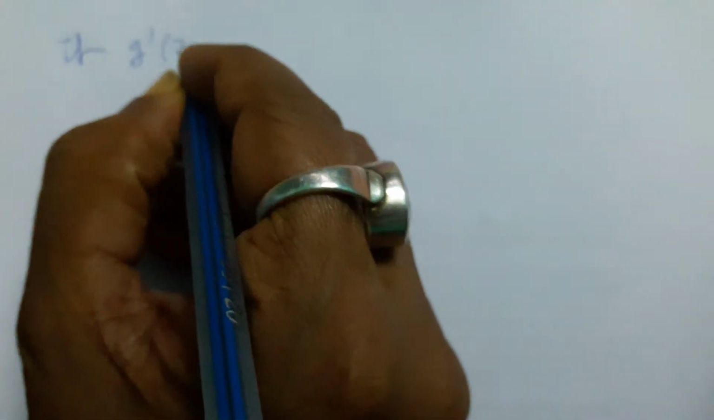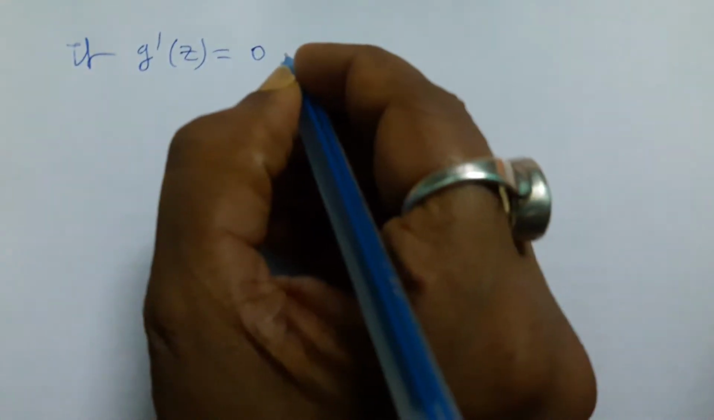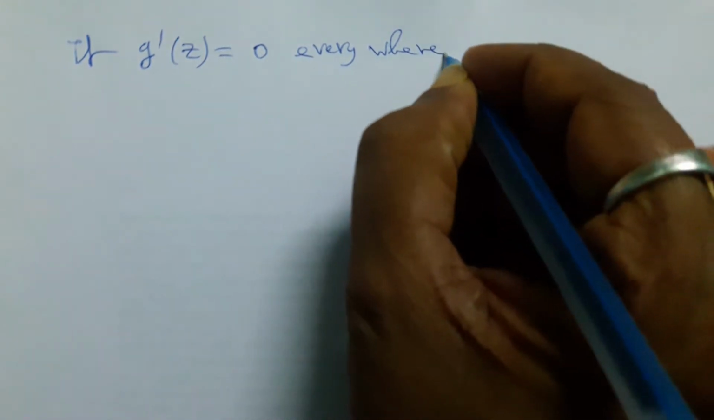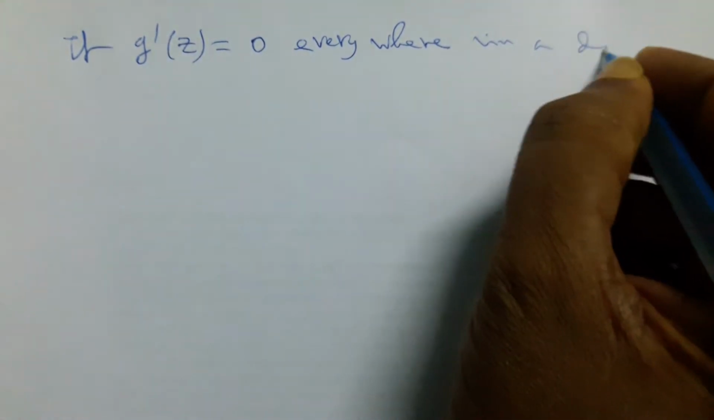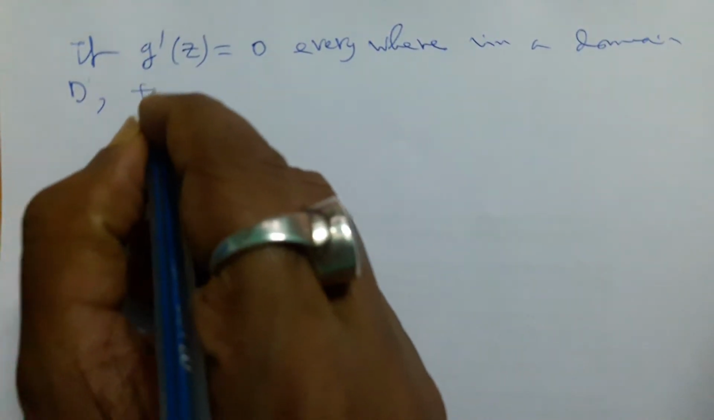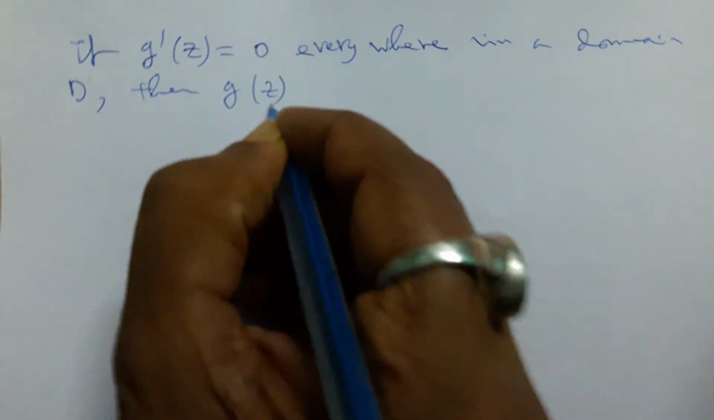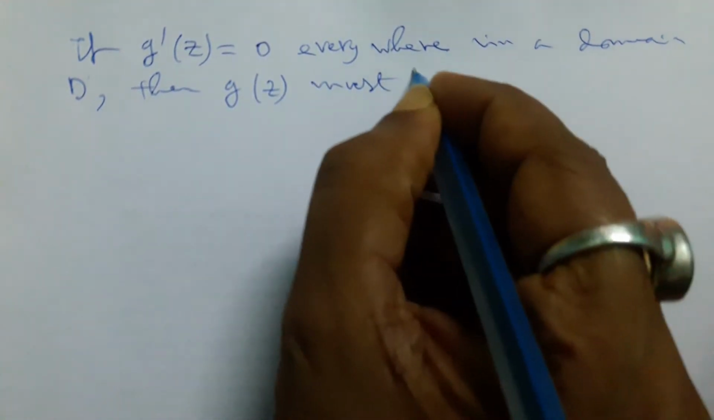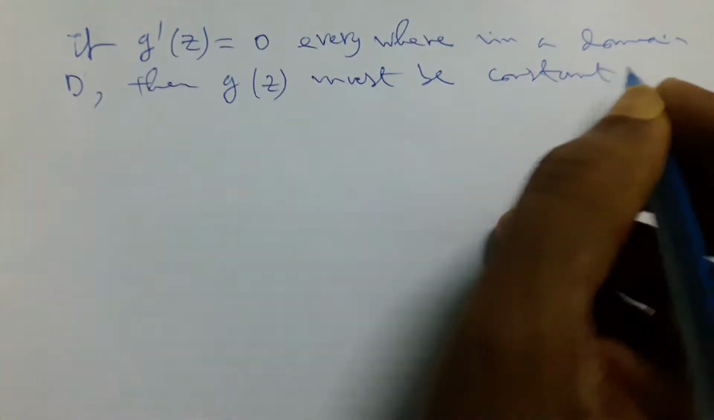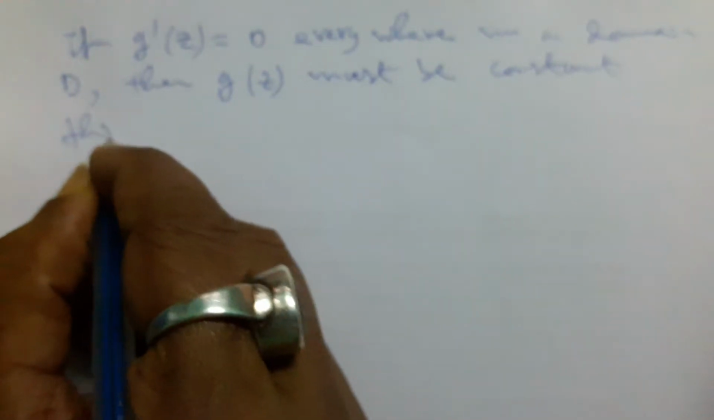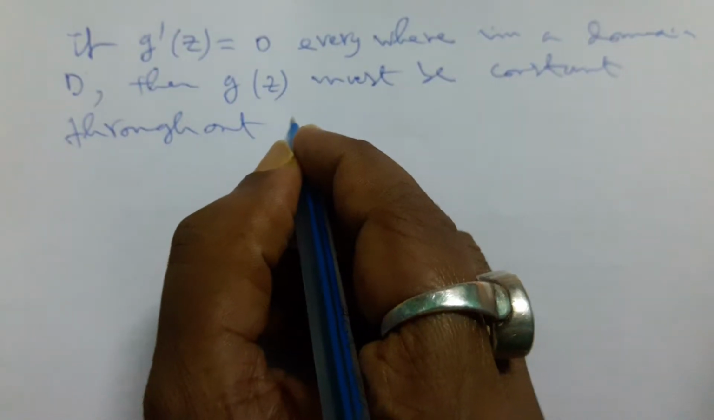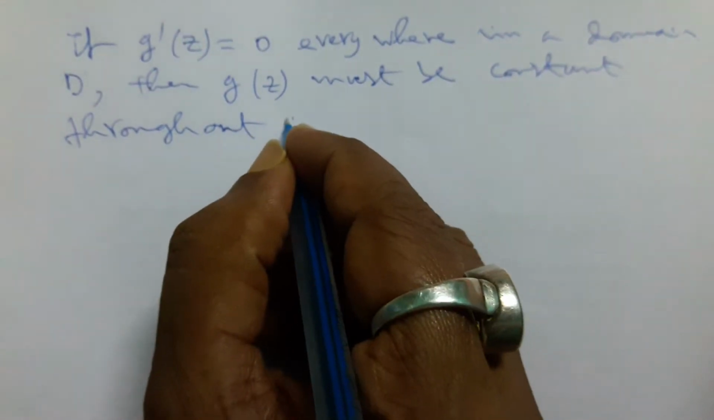Now we discuss an important theorem. If g'(z) is equal to 0 everywhere in a domain D, then g(z) must be constant throughout D.